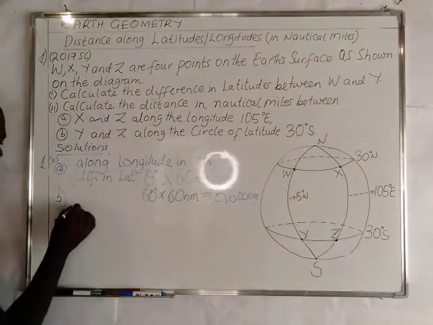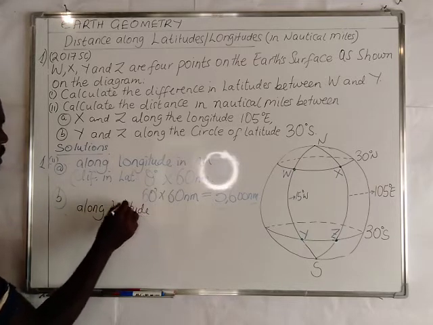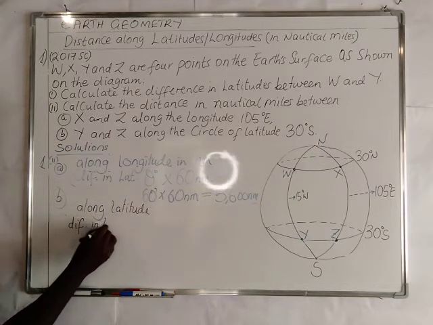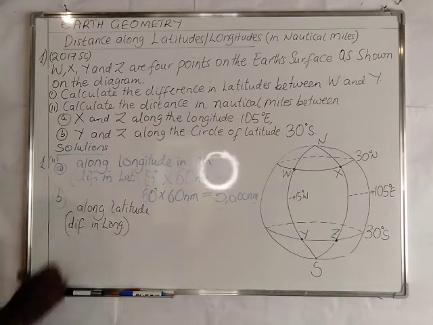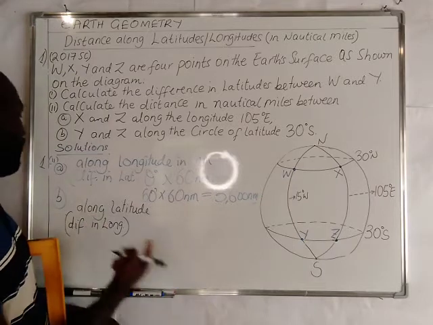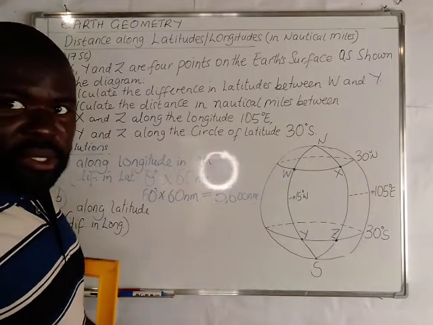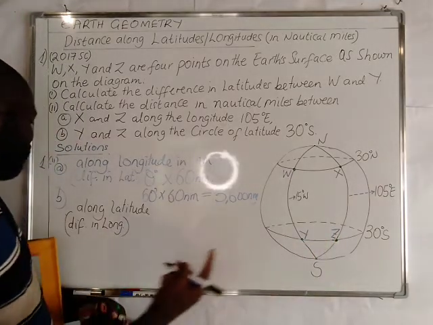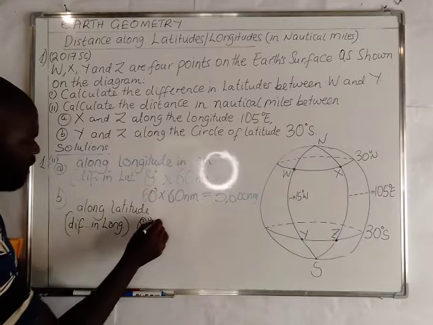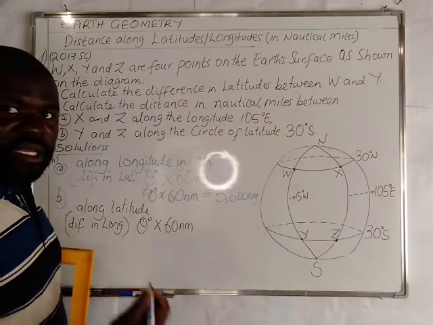So again, here we have a rule which says that if we are getting distance along latitude, all we do is we get the difference in longitudes. It is like you swap. When you are getting the distance between two places which are along the same latitude, the difference that you get is in longitudes. You do the opposite. Distance along latitudes, you get the difference in longitudes, which will act as your theta degrees. Okay? Then you multiply by 60 nautical miles, because actually we are getting the distance in nautical miles.